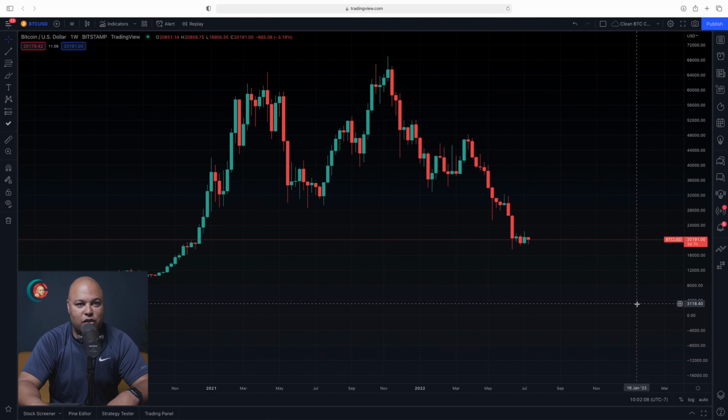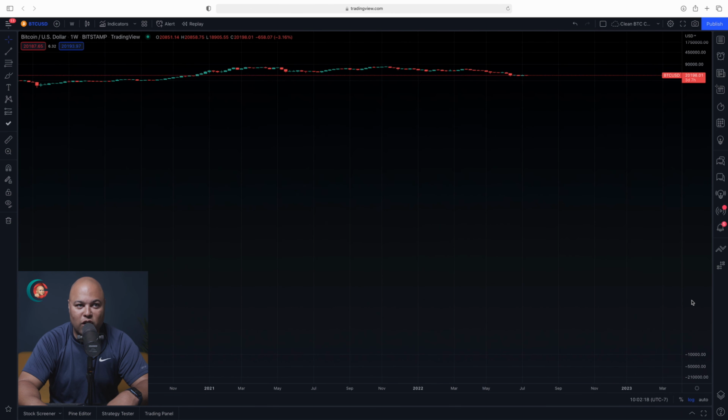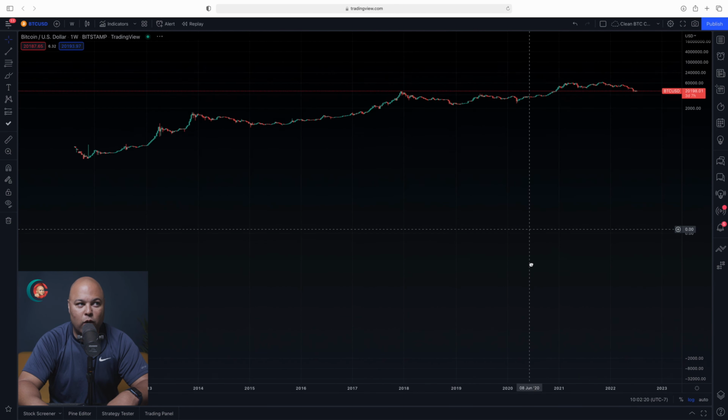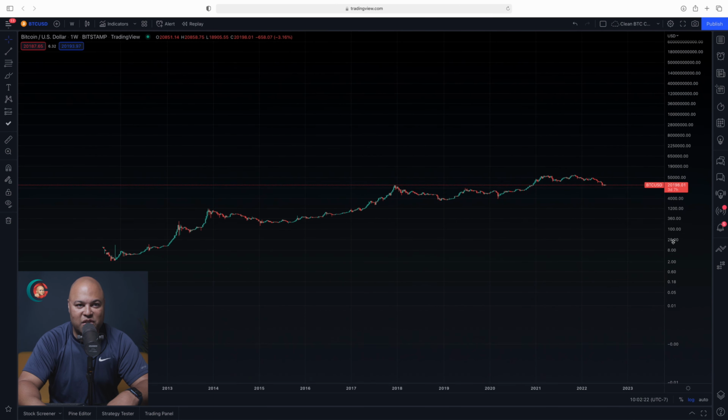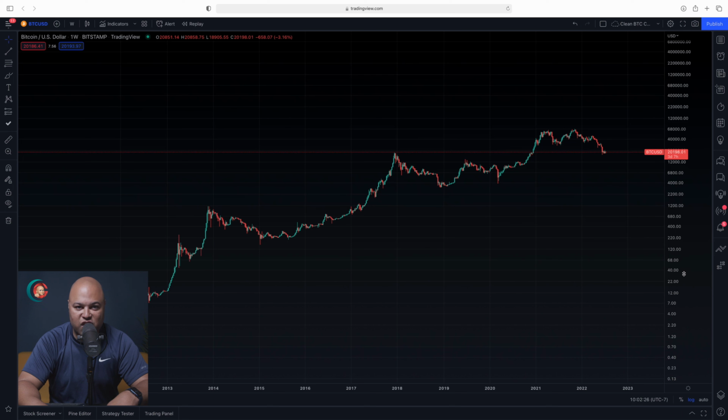The first thing I'm going to do is convert this chart by coming over here into the price section, right-click or two-finger click, and I'm going to change this from regular to logarithmic scale. What logarithmic scale does is it organizes the chart according to percentages rather than according to numbers. Now you can see the chart looks much different.